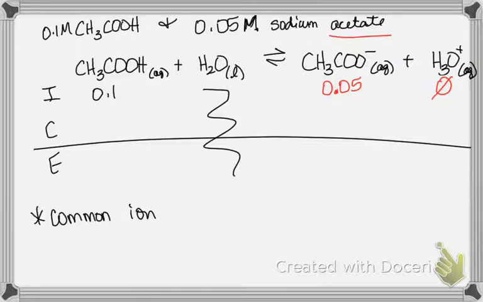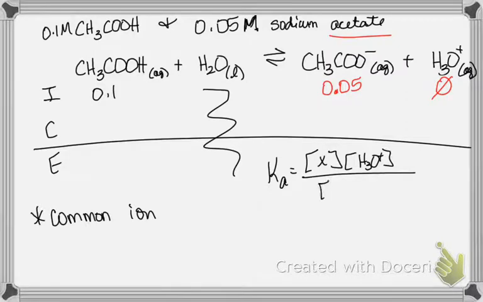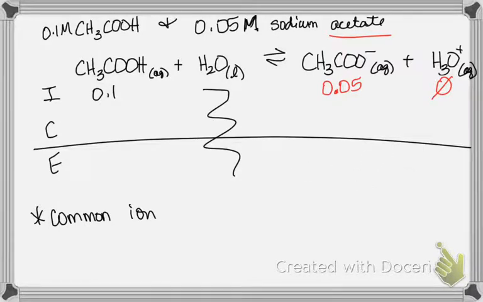Okay, we could go back, and your book will go back and explain how to do this, except it's not x squared now. It's going to be the acetate and the hydronium ion, divided by the acetic acid. But a simpler way to do it is to recognize that this is a buffer.